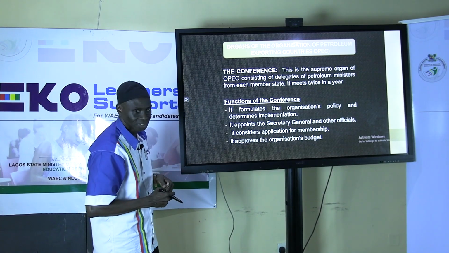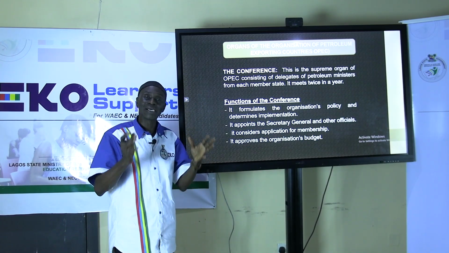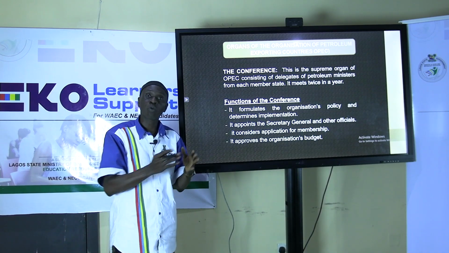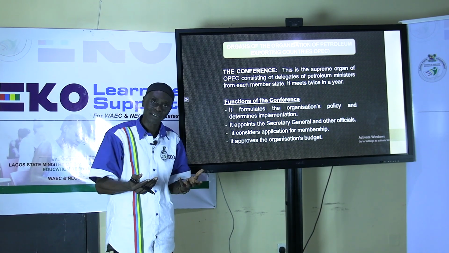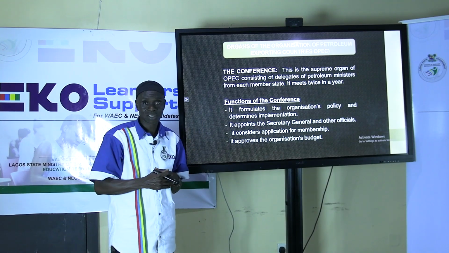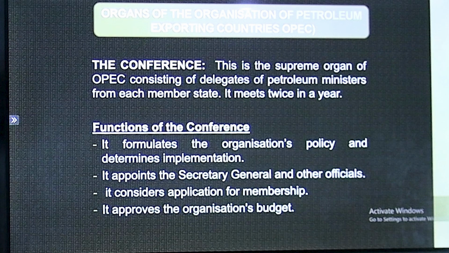If this is to be achieved, it cannot be done without some organs, offices, bodies of people who will be there to do the work of OPEC in such a way that you'll be able to achieve its objectives. Number 1, we have the conference. The conference is the supreme organ of OPEC. It consists of petroleum ministers from each member state.